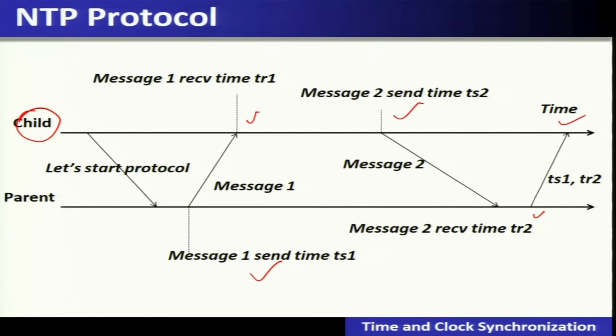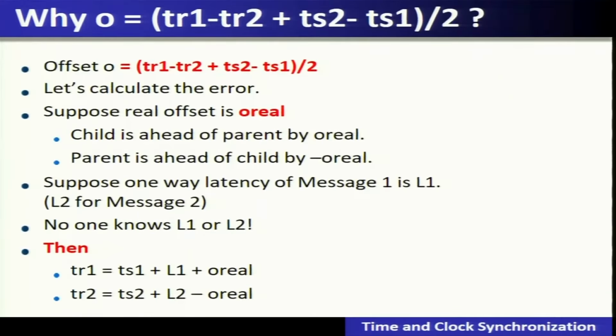child. So, now you have several time stamps: ts1, tr1, tr2, ts2. You have 4 different time stamps, and using them you can calculate the offset O, which is ((TR1 minus TS1) plus (TR2 minus TS2)) divided by 2, and you can calculate the error.